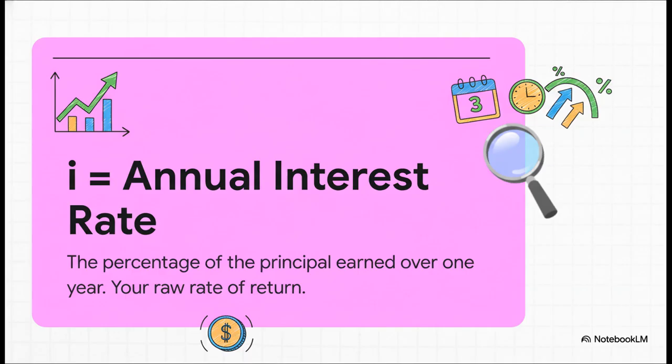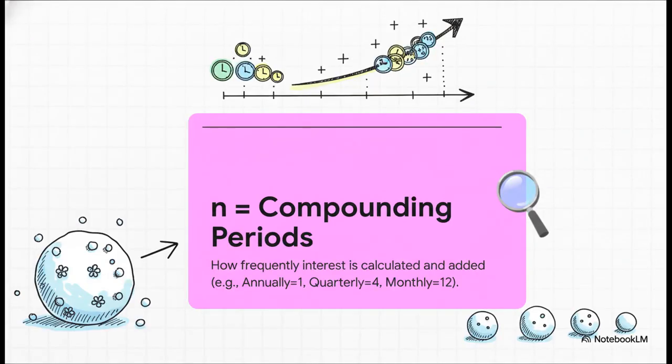In our example, it was 10% or 9.5%. But as we're about to see, this raw number isn't the whole story. Now we come to a really crucial variable, N. This represents the number of compounding periods per year. This is the accelerator. How often is the interest calculated and folded back into your principal?